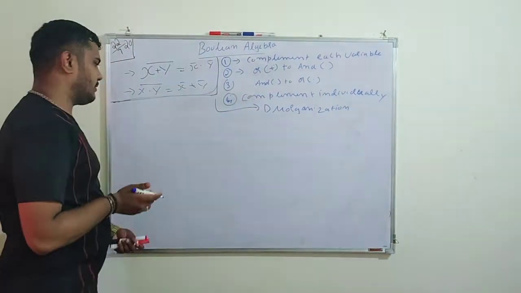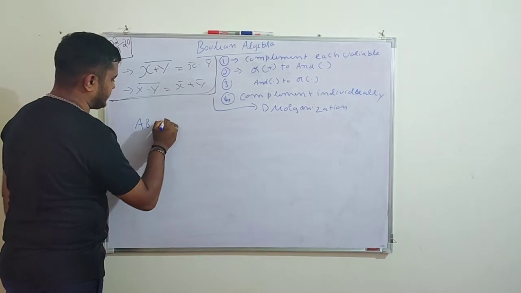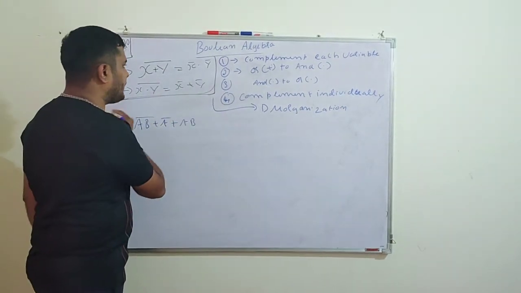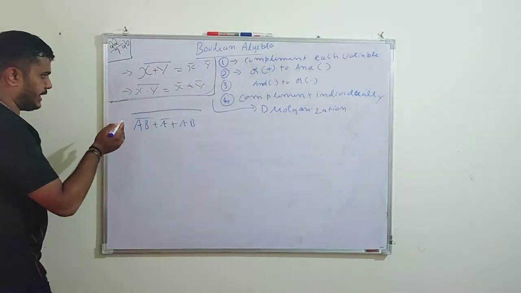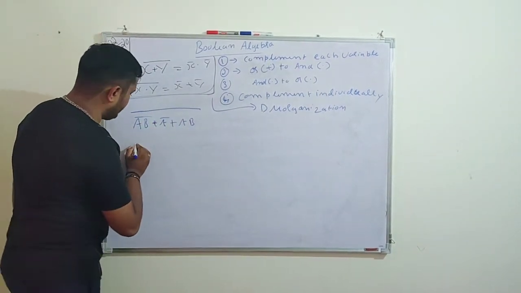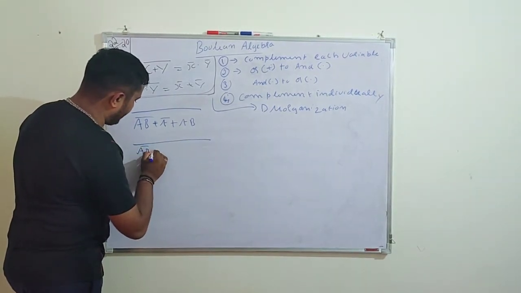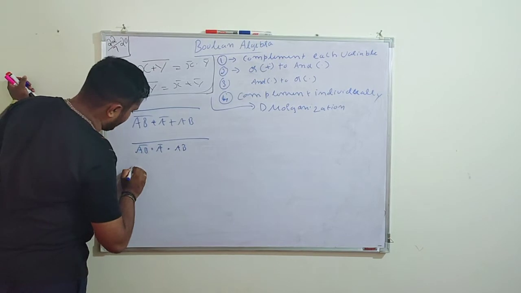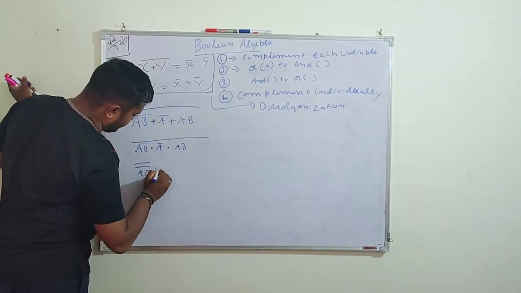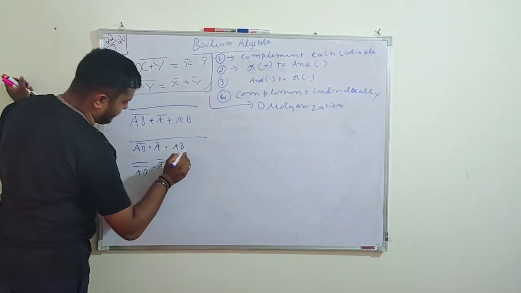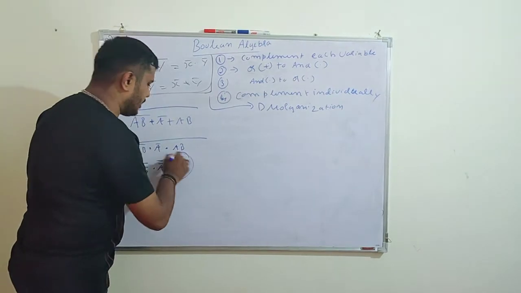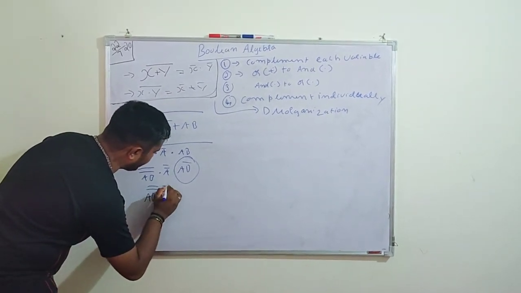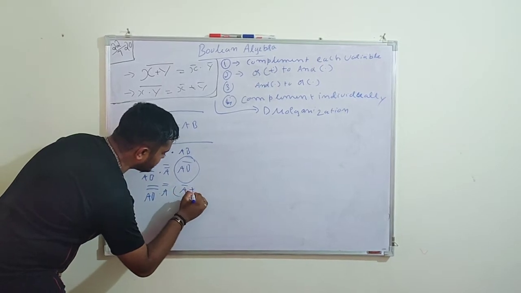So let us take some examples for this. Take the expression AB plus AB. What should we do first? First we complement the entire expression. Next we should change the AND symbol to the OR symbol. So let us complement: AB bar into A bar into AB. Next, complement individually: A double bar AB into A double bar into AB bar. Now again we should complement and change the symbol: AB double bar into A double bar into A bar plus B bar.